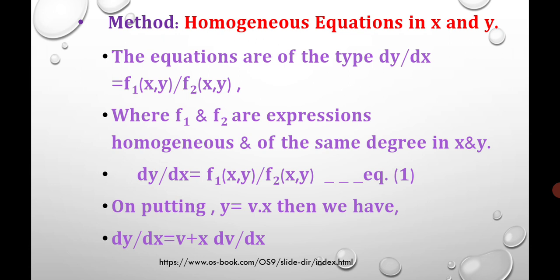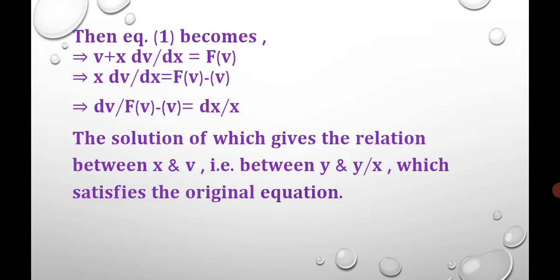Then on putting y equals v into x, we have dy by dx equals v plus x into dv divided by dx. Then equation 1 becomes v plus x into dv by dx equals f of v. Here f of v is a function of v. Then we have x into dv by dx equals f of v minus v. This implies that dv upon f of v minus v equals dx by x. Here the solution of v gives the relation between x and v, that is between y and y by x, which satisfies the original equation.